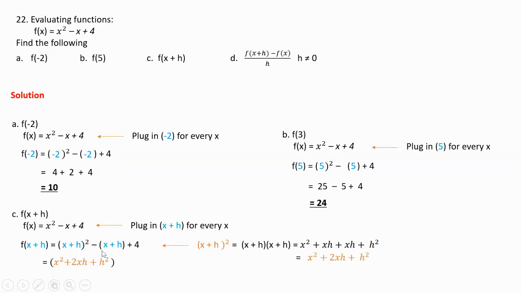That's this part here. Minus, so this will be minus (x plus h), right? So now to simplify it, this will be x squared plus 2xh plus h squared. Then we have negative x, negative h, because negative times a positive h will give us a negative h, plus 4.